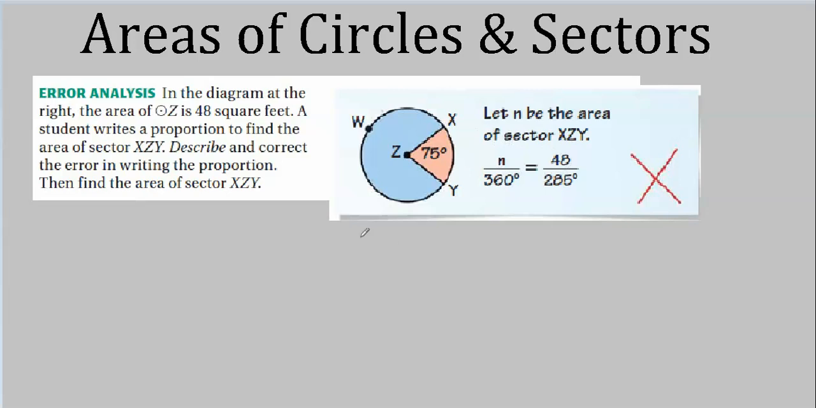I think you can spot exactly what he really should have done. The fraction of the circle made up by this sector is 75 over 360. The area of the whole circle they already gave us. We don't have to compute it. It's 48. So assuming you want the area of this sector, you take 75 over 360 and multiply it by 48. Now this is the equation that he should have been solving. We might even be able to do this without a calculator. Let's see.